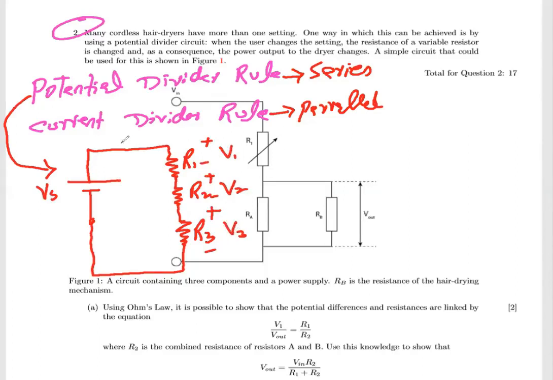instead of applying the KVL, instead of applying those laws or the Ohm's law, you just use this formula: your V3 will be equal to the source voltage times the resistor, here R3, divided by the sum of all the resistors, so R1 plus R2 plus R3.